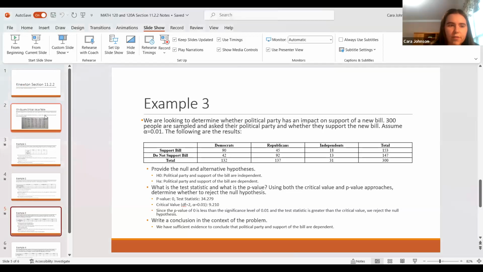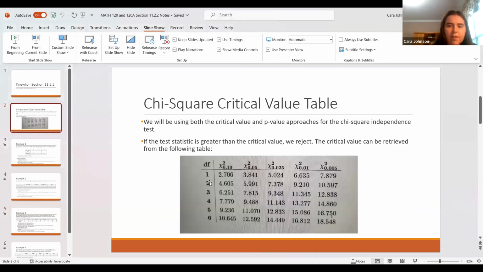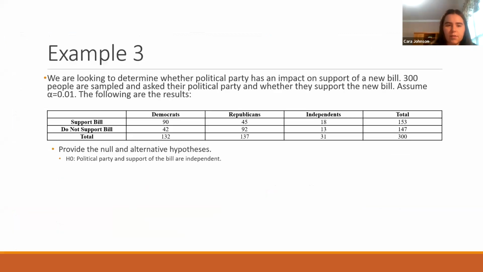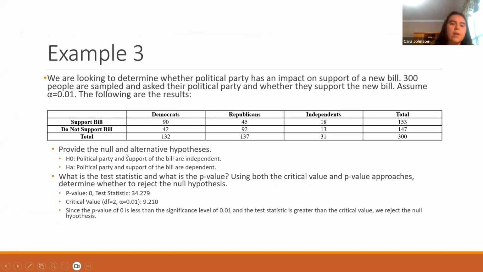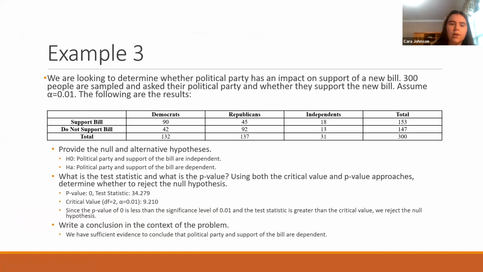So for 2 degrees of freedom and a significance level of 0.01, my critical value is 9.21. So let's go back to our example now. Since the p-value is less than the significance level, 0 is definitely less than 0.01, and our test statistic is also greater than the critical value, that means we're rejecting the null hypothesis. If we reject, that means that we have sufficient evidence that HA is true. So we have sufficient evidence to conclude that political party and support of the bill are dependent.